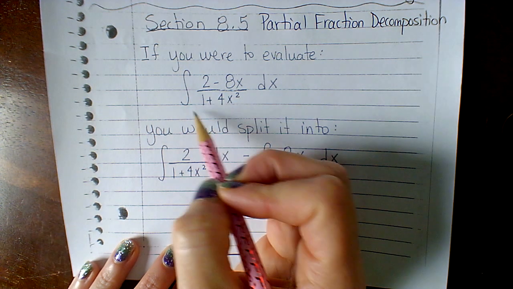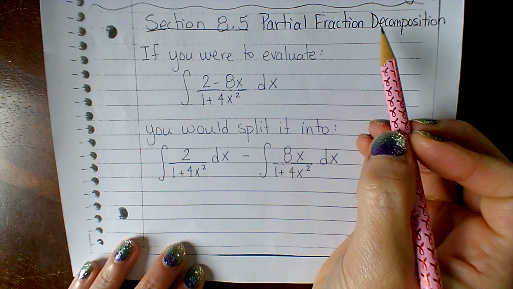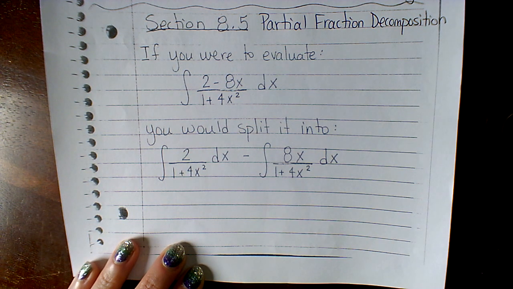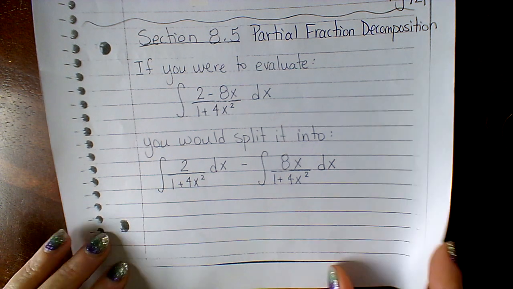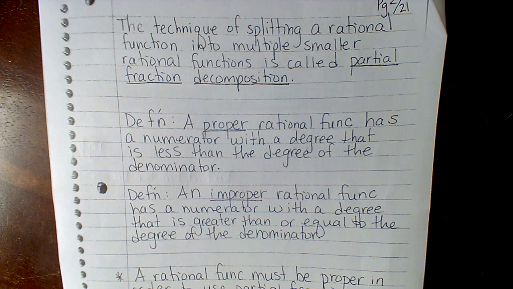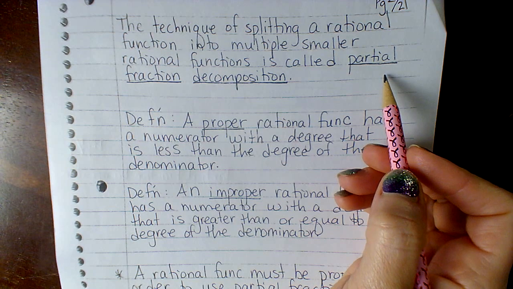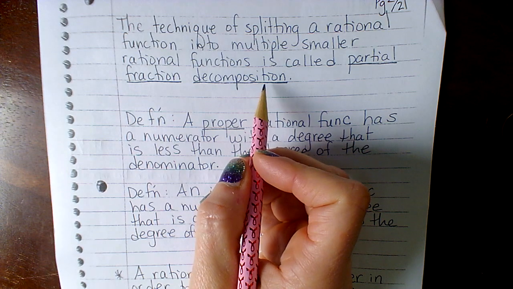There are rational functions where it's not as easy to decompose. You know, decompose meaning break apart this rational function into smaller, easier to integrate rational functions. So that's where partial fraction decomposition comes in. All right? So this technique of splitting a rational function into multiple smaller rational functions is called partial fraction decomposition, because we are writing the rational function into smaller fractions, these bunch of parts of a whole. And this word decomposition just means to break apart.